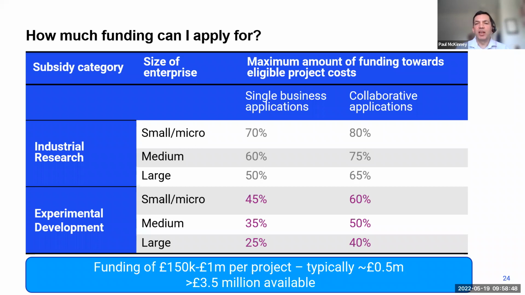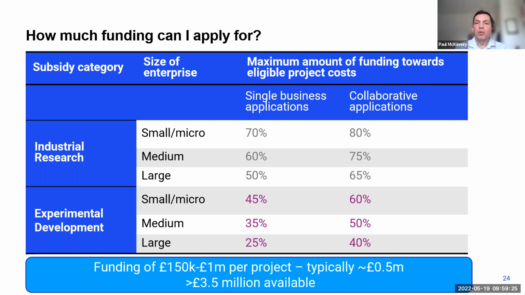And then collaborative applications, for those you'll need to have either an SME or a research organization as part of the consortium, and there are some exclusions for projects that agree to wider than normal dissemination of the project results. So again, there are some details of that in the guidance notes, but a collaborative project with an SME involved, for example, can benefit, as you can see on the slide, from higher funding intensities than, say, a single business one.